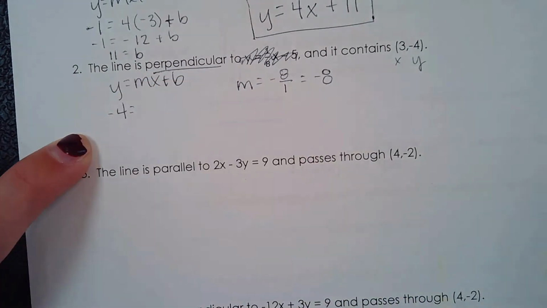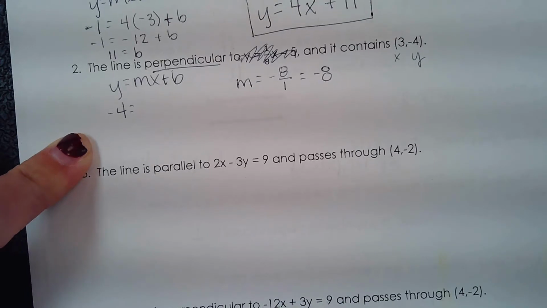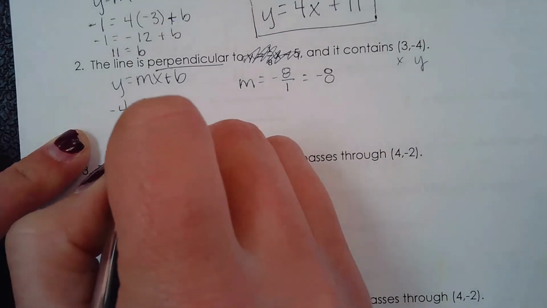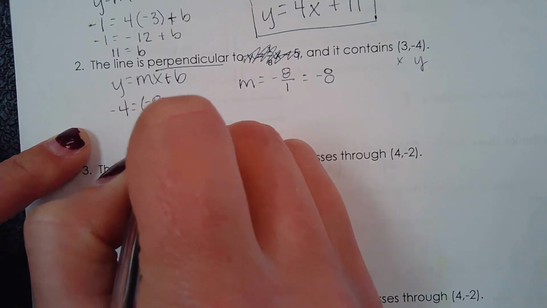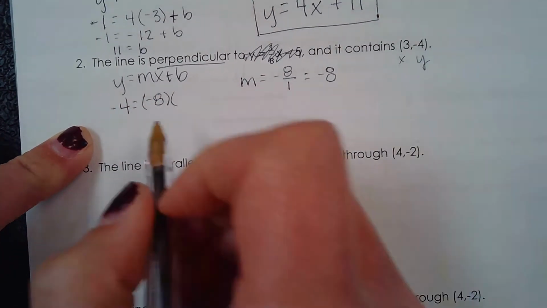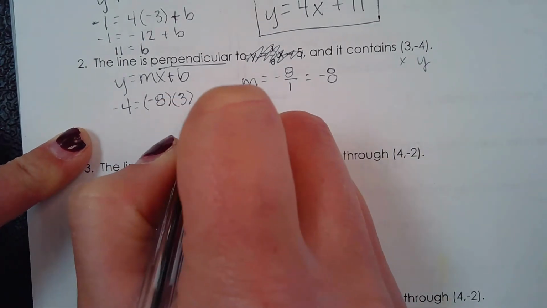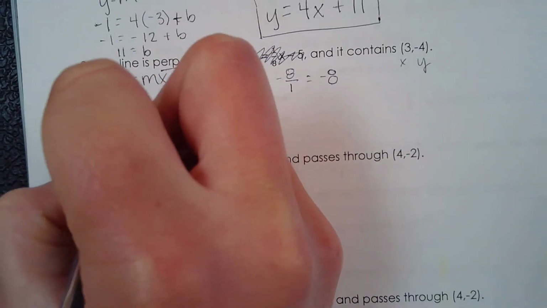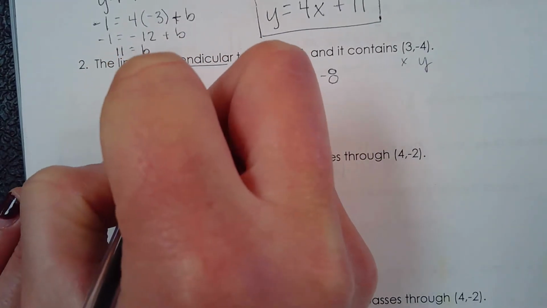What can we put in place of m? What do we find that our slope needs to be? Negative 8. What about our x? What's the x they gave us? 3, plus b. So from there we can solve for b. What's negative 8 times 3? Negative 24, so we've got negative 4 equals negative 24 plus b.